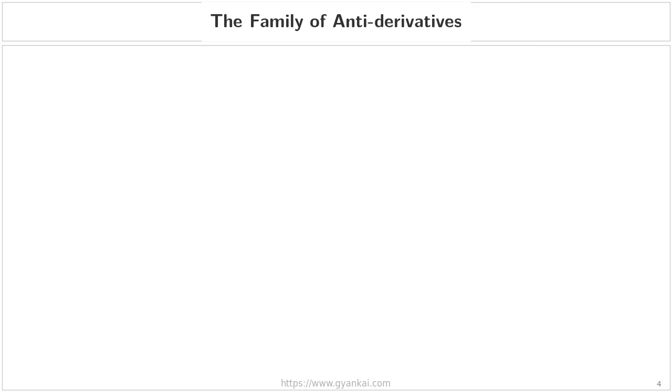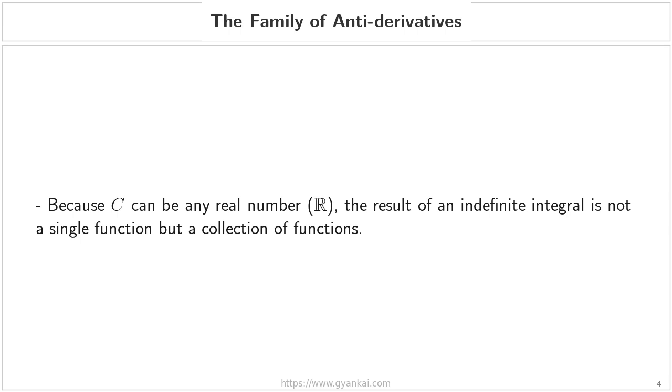The family of antiderivatives. The first bullet point states, because c can be any real number, the result of an indefinite integral is not a single function but a collection of functions. So, remember that c represents any number. It could be positive, negative, a fraction, an integer, anything you can think of on the number line. Because c can take on infinitely many values, when we find an indefinite integral, we don't get just one answer. We get a whole group of possible answers.